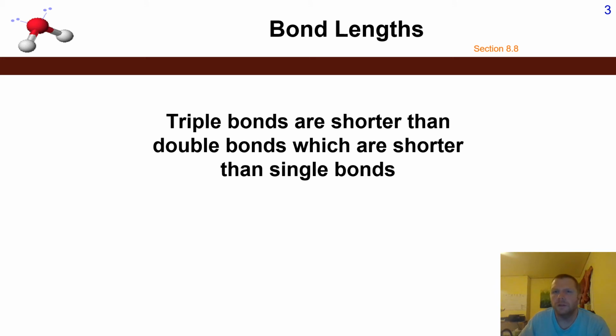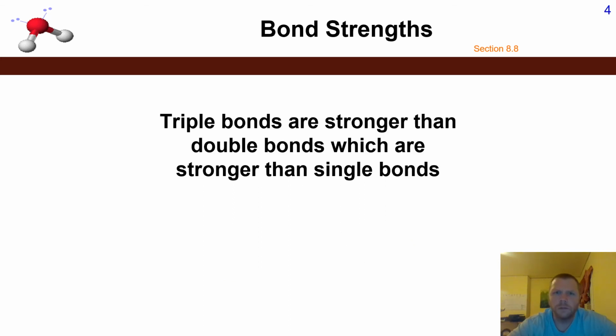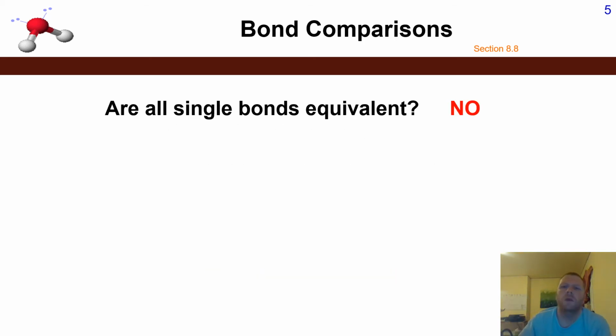Now, triple bonds are shorter than double bonds, which are shorter than single bonds, which is not really much of a surprise, but that's another way of articulating what we already said in the previous slide. So a triple bond is going to be your shortest bond, and a single bond is going to be your longest bond. A triple bond is stronger than a double bond, which is stronger than a single bond. So your triple bond is your strongest, your single bond your weakest.